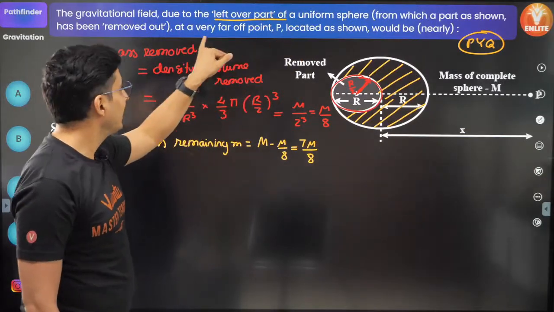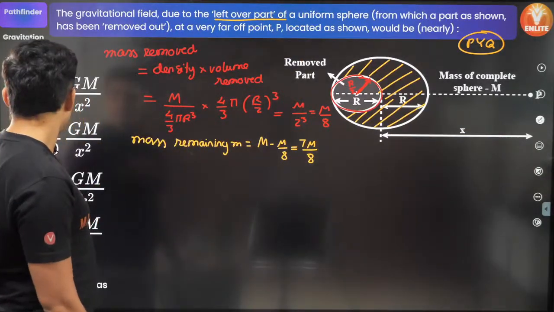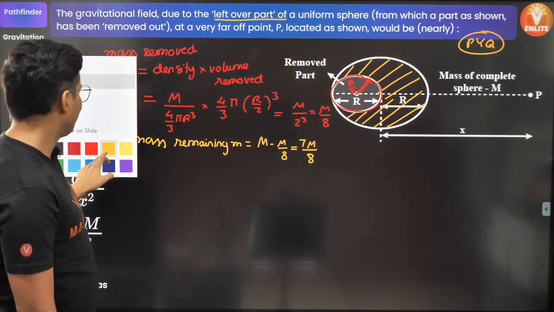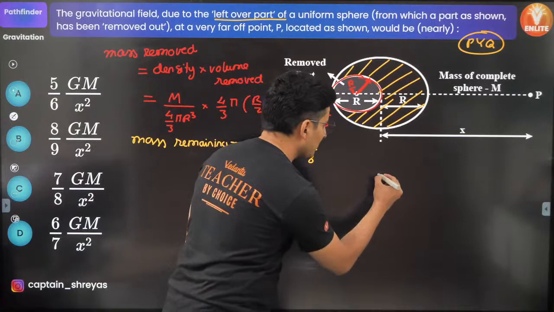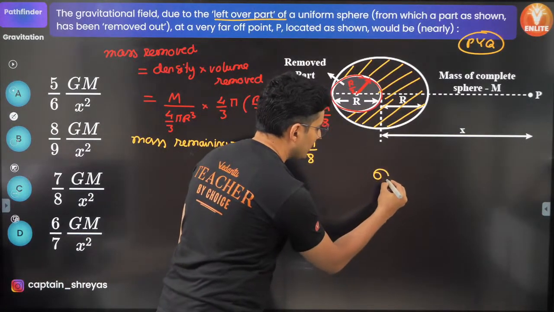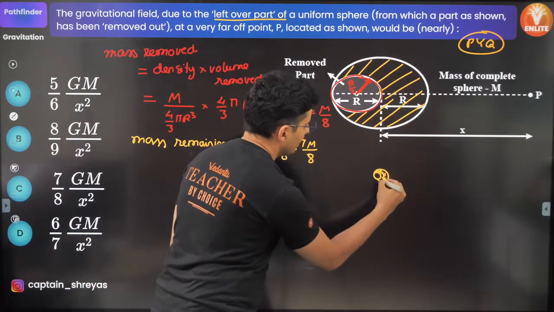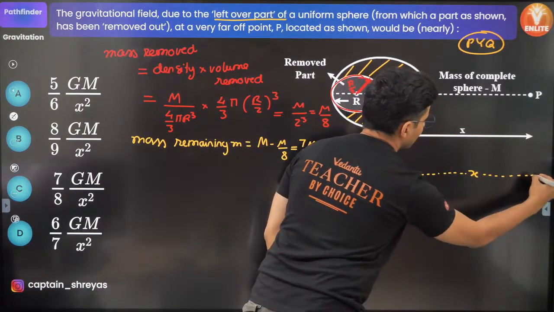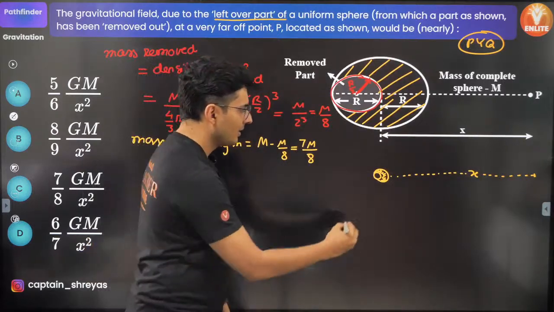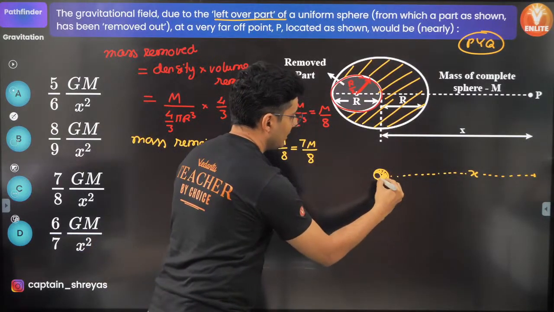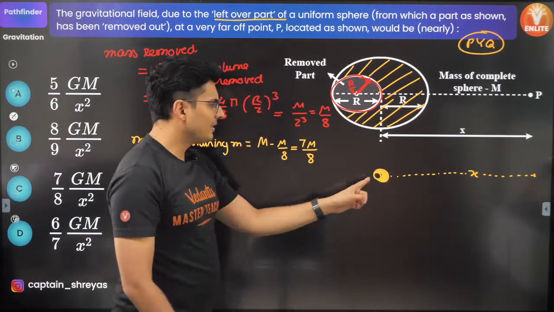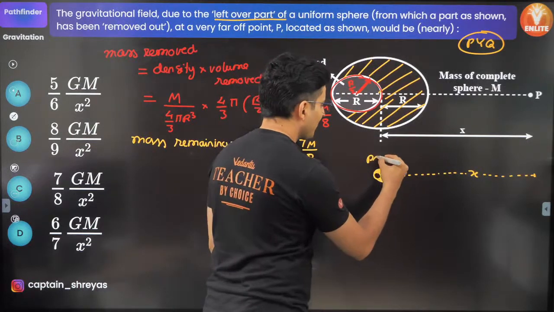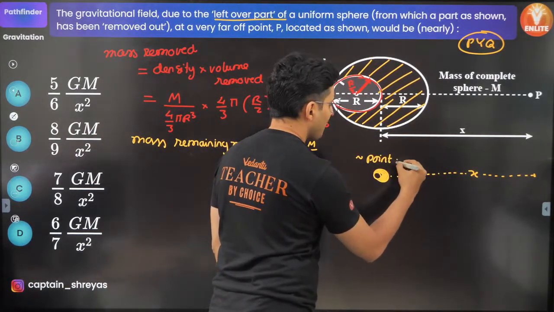This is a very important line. Very far away point. When you are very, very far away, think how will it look like? Just imagine that diagram. It will look something like this. One small hole, and this is the part which is remaining. And you are very, very far away at this point. How does it look? This part which is shaded is here. Does it look almost like a point mass nearly?